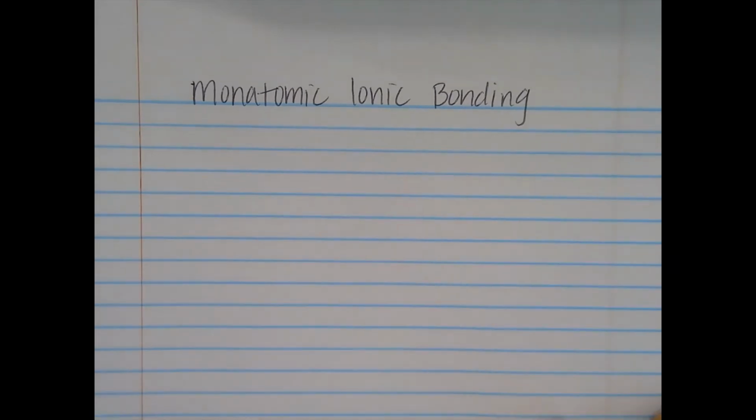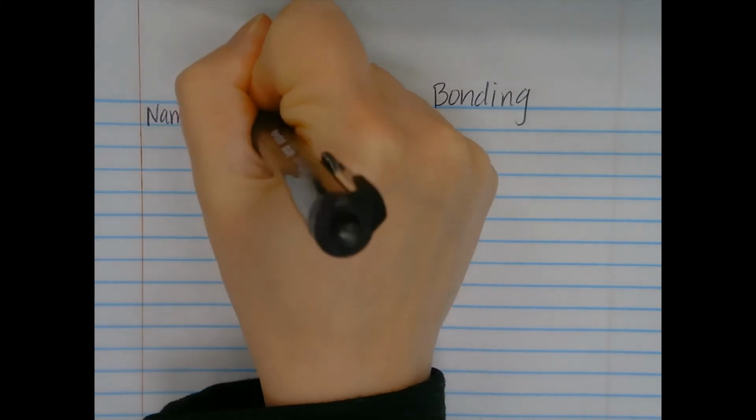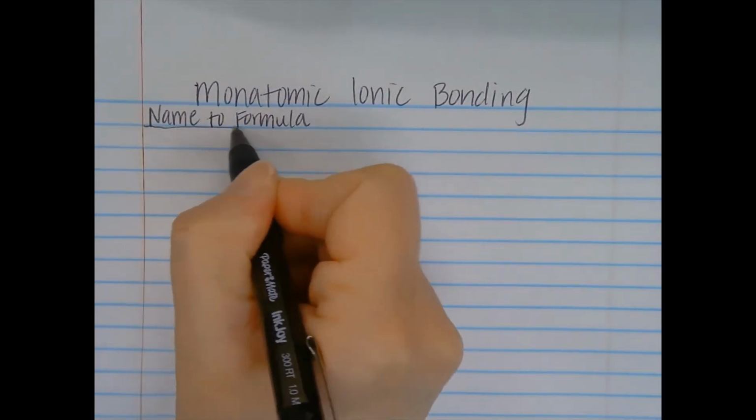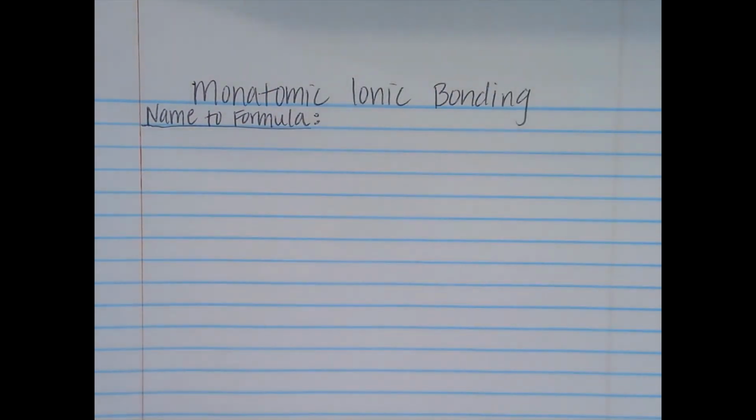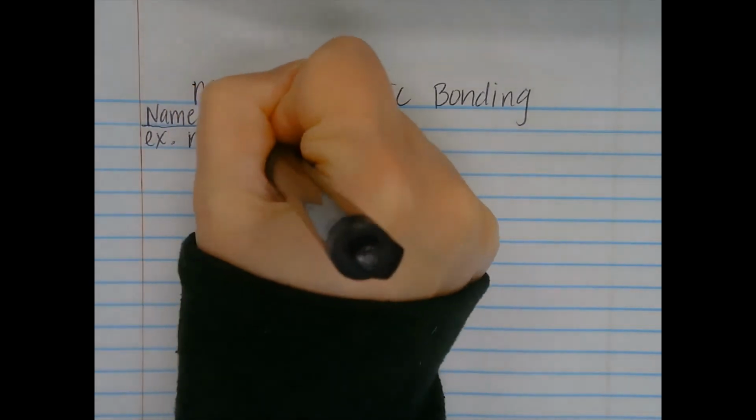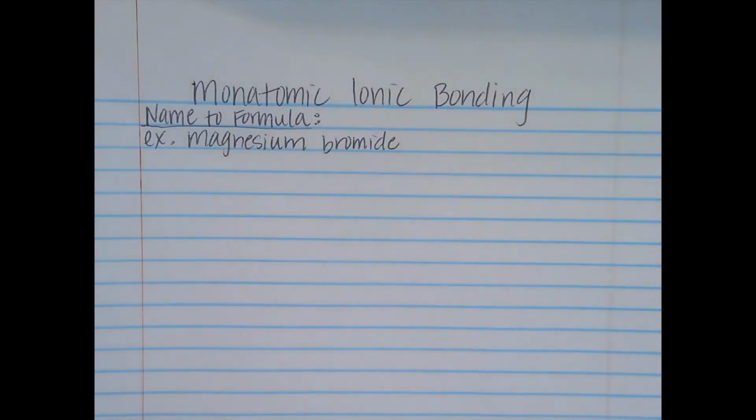Okay, so we're going to start with name to formula. So if you're given a name, how can you turn that into a formula? So for example, magnesium bromide is our example.